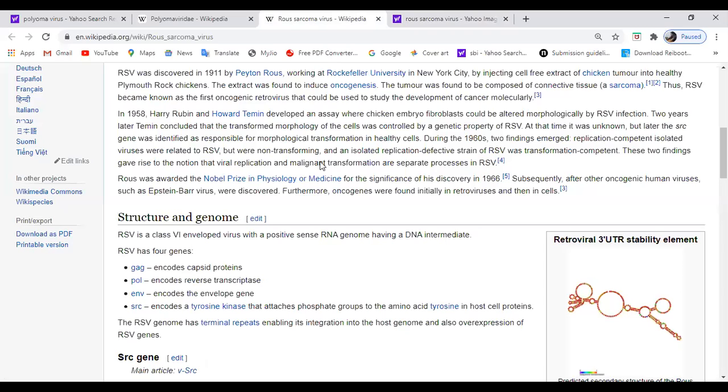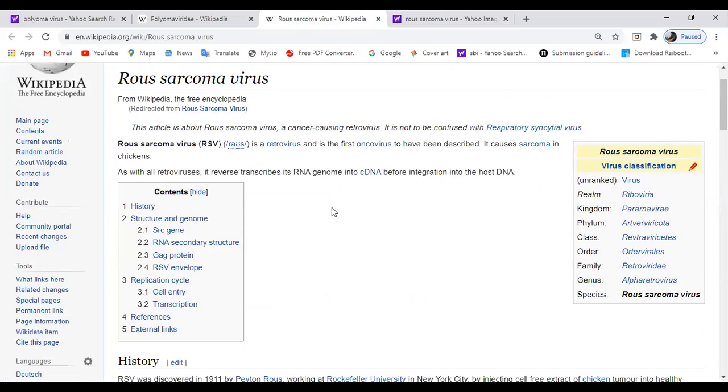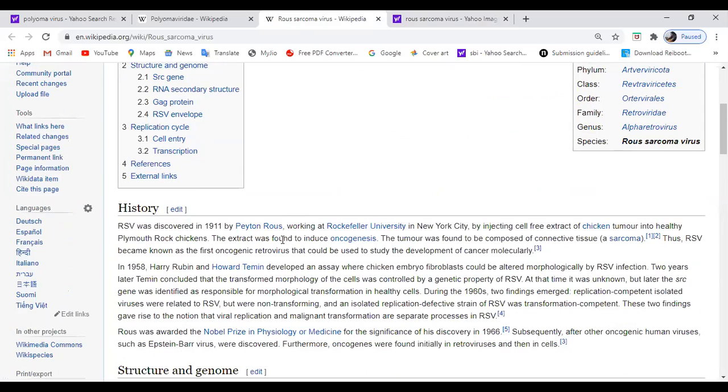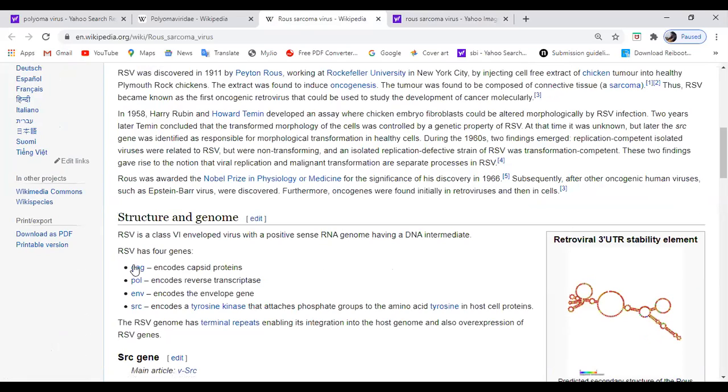If you want to read about this virus, it was discovered by Peyton Rous at Rockefeller University, New York City, while he was doing experiments on chicken tumors. It was known since that time that it has some genes, GAG, POL, ENV, and this particular gene is very important from this point of view, the SRC gene of Rous sarcoma virus. The sarcoma virus gene encodes a tyrosine kinase that attaches a phosphate group to the amino acid tyrosine in host cell proteins. This was not known in 1911.